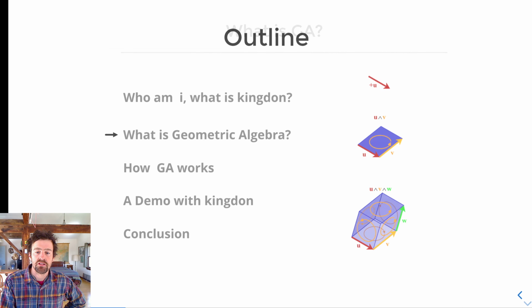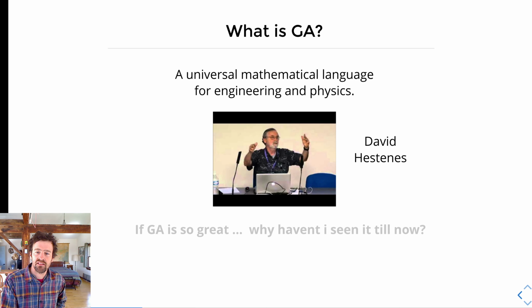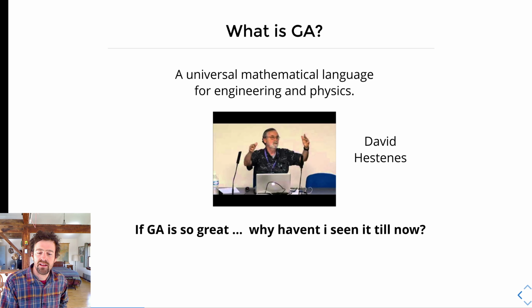So what's geometric algebra? Okay, so David Hestenes, who's kind of the modern architect of geometric algebra, would say that it's a universal mathematical language for engineering and physics. And a response to that might be, okay, that sounds pretty great, so if it's so good, how come I haven't seen it until now?